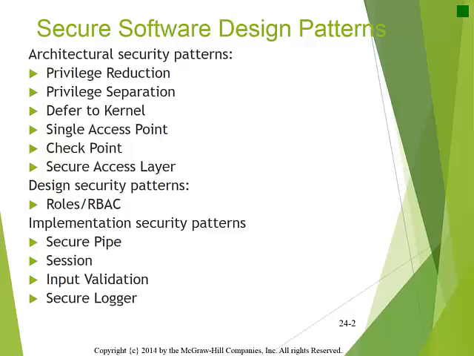An example of a design security pattern is the roles-RBAC pattern. Its aim is to structure and manage role-based control, and it supports hierarchical roles and resources. A security pattern at the implementation level is the secure pipe. Its aim is to secure the connection between the client and server and between servers that require mutual authentication, confidentiality, and acceptance.